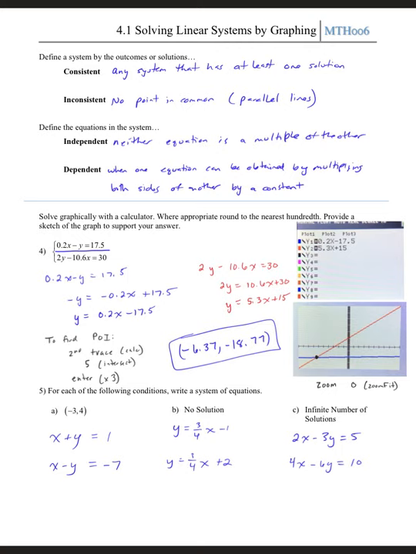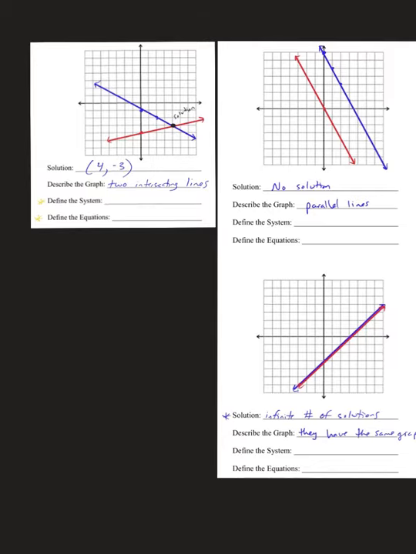The last thing we need to go over in this video is going back to the 3 examples we did before and define the systems and define the equation. I just put all of mine onto this page just so I don't have to keep flipping back. So for the first graph, this first one's example 1. We said that the solution is 4, negative thirds. We have 2 intersecting lines. Now we want to define the system.